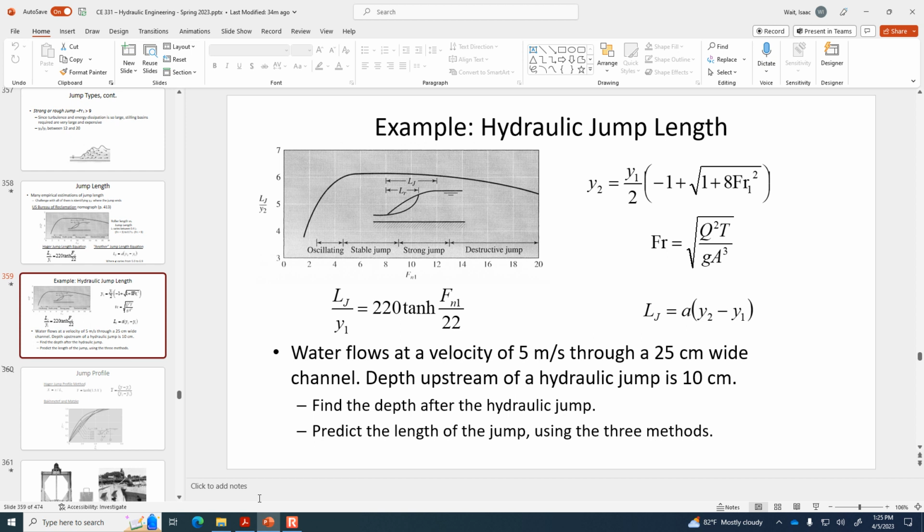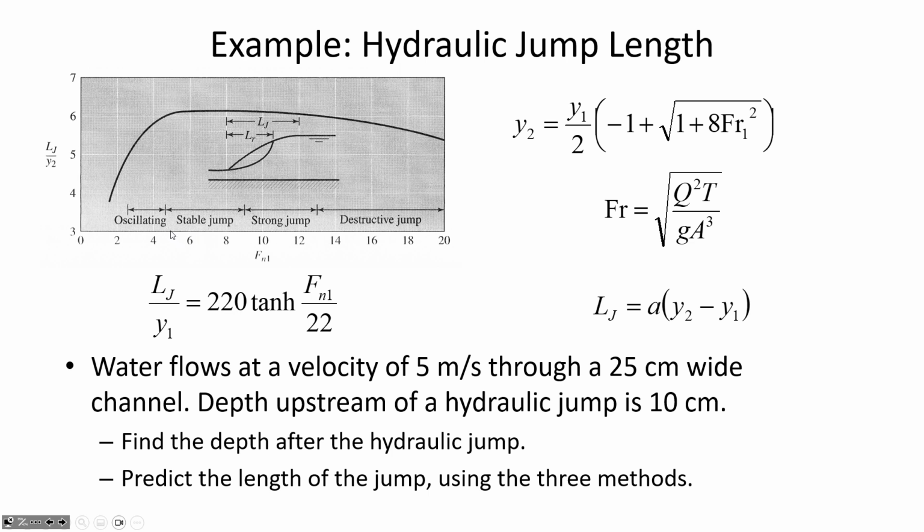How long is that? Well, according to this nomograph, if we start with a Froude number of 5.05, we're here in the middle between 4 and 6. We go up, find the point of intersection. It looks like it's just slightly higher than 6. We have to be a little bit careful here in reading the intercept, but I'd say that's probably close to 6.1. So what that says is that L sub j divided by y2 is 6.1.